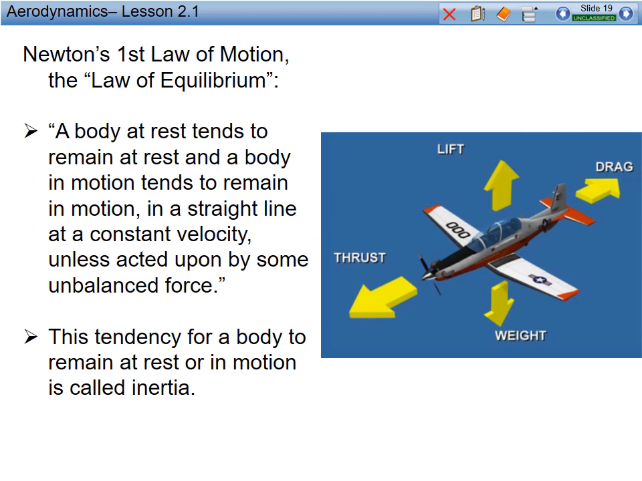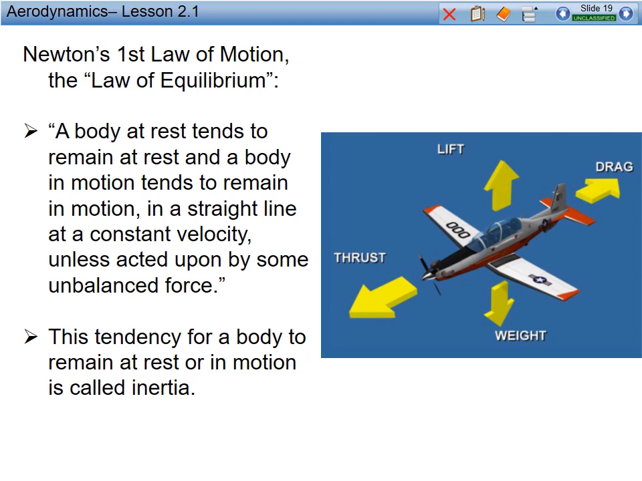Newton's first law of motion is the law of equilibrium, which states a body at rest tends to remain at rest, and a body in motion tends to remain in motion in a straight line at a constant velocity unless acted upon by some unbalanced force. This tendency for a body to remain at rest or in motion is called inertia.